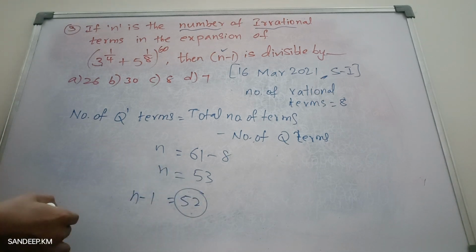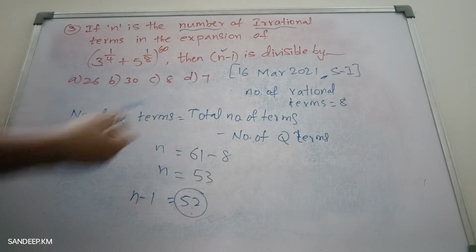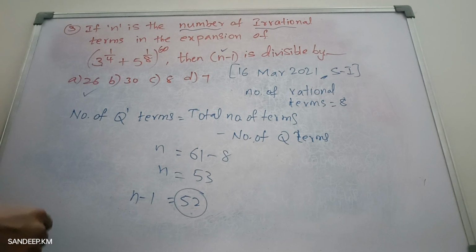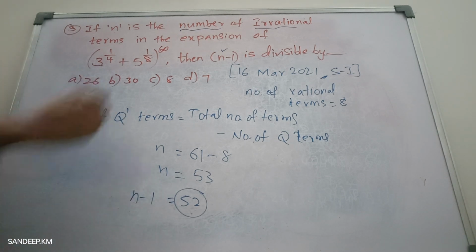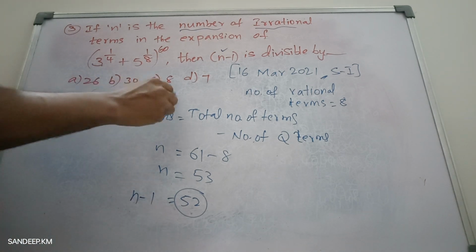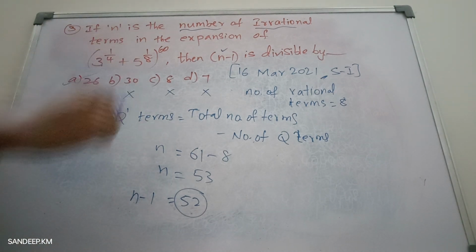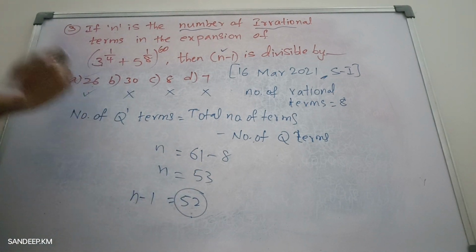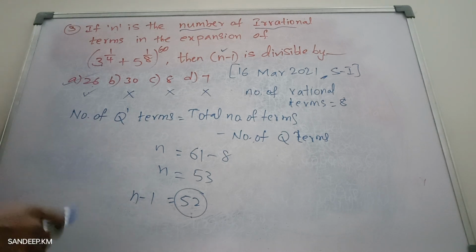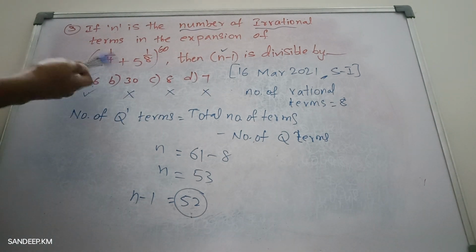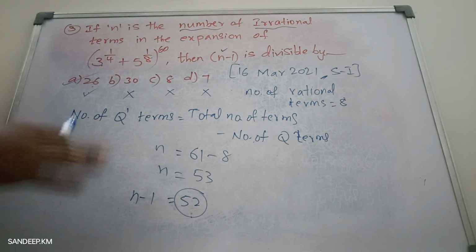Now 52 is divisible by what number in the options? It is divisible by 26. 52 is divisible by 26, but not by 30, not by 8, not by 7. So the only correct option is A. So 52 is divisible by 26. The correct option is A. So n minus 1 is divisible by what number? 26, right? So I hope you understood this.